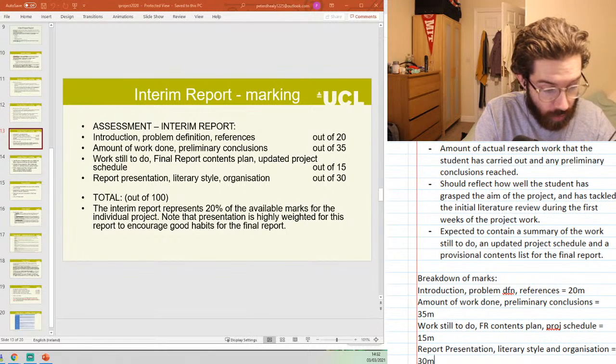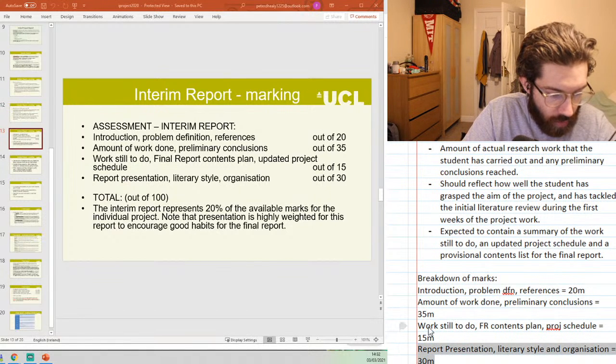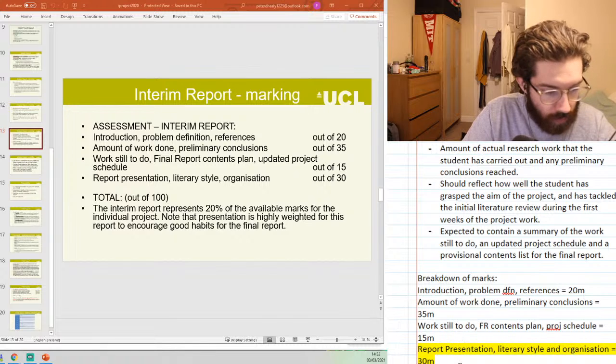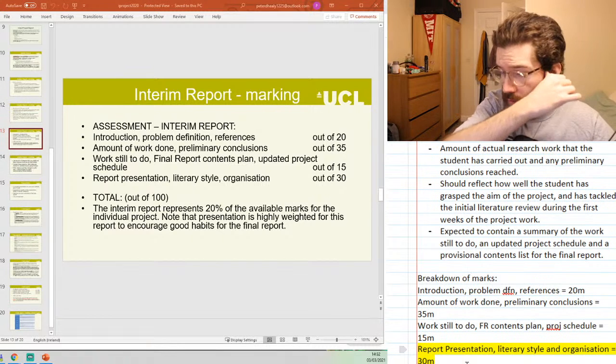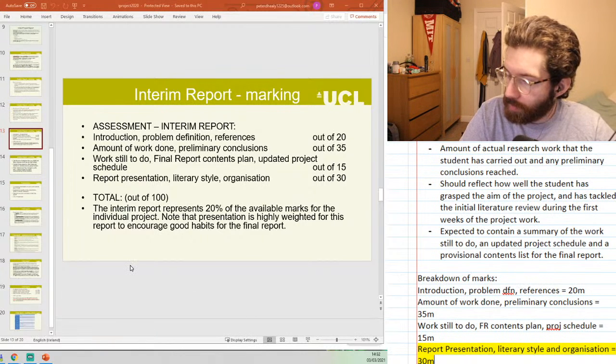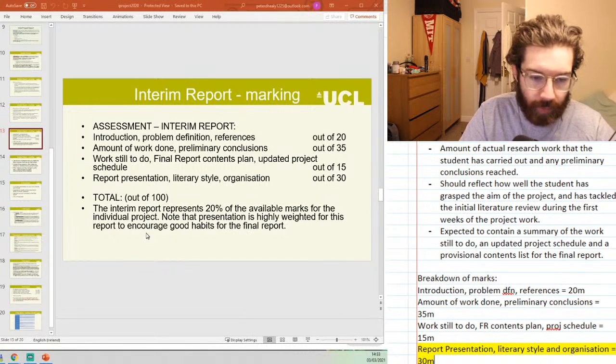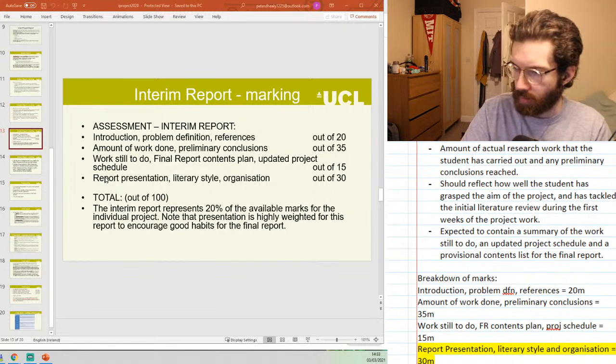That's a load. Wow, that's huge. I need to really make sure that's really well done. It's loads of marks just for organization, you know? You'd imagine that the references would be in there too, so I'm a bit confused, but let's go with it. Interim report represents 20% of the available marks for the individual project. Note that presentation is highly weighted for this report to encourage good habits for the final report. Okay, they answered my question there. Let's keep rolling.